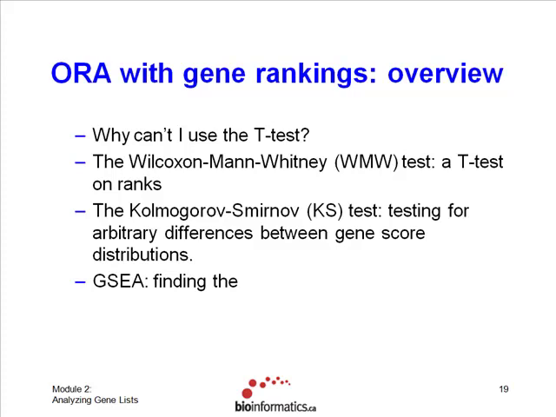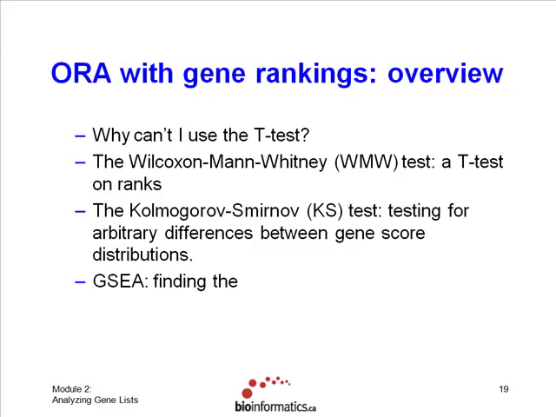Because it's basically a t-test on ranks, the Wilcoxon-Mann-Whitney test carries with it all the problems that you have when comparing distributions with t-tests. You can only really ask the question, is the set of genes that I've annotated generally larger or smaller than the set of genes that don't have the annotation? But if you're asking a more complicated question, like, do the genes that have this annotation tend to be expressed more highly or more lowly, or around the zero distribution? Unless you do something fancy, you can't really ask that question with the Wilcoxon-Mann-Whitney test.